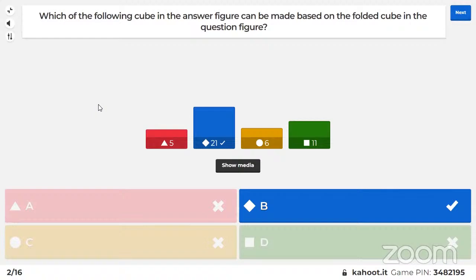All right, time's up. Which of the following cubes in the answer can be made based on the folded cube in the question figure? So the answer is B. B is the correct answer.